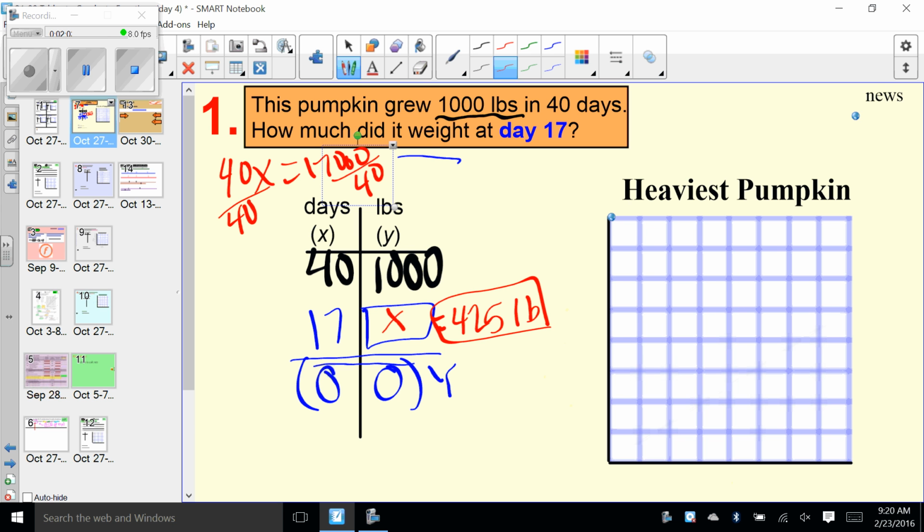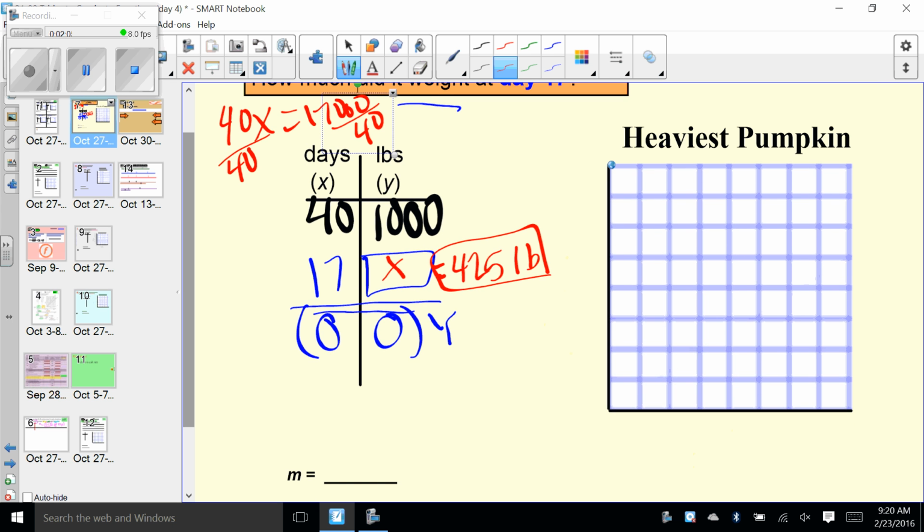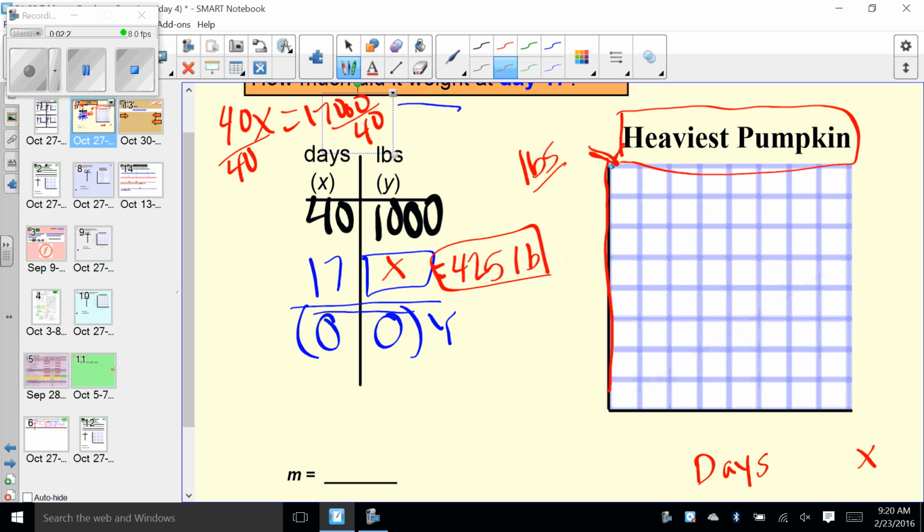Now we can get some additional data points as well if we need them. For right now, we're going to move on. So we're talking about the heaviest pumpkin competition. So that'd be a great title if you want to go ahead and write that in. Of course, this is our y-axis, and our y-axis measures pounds. Our x-axis over here measures days. So we have pounds and days. Our days range from 0 to 40.